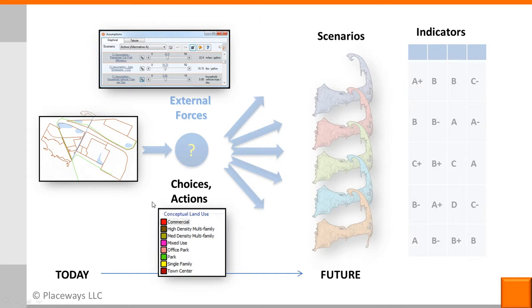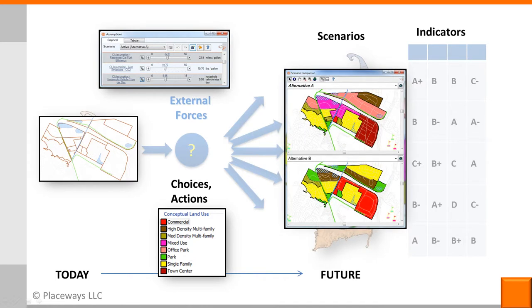Choices and actions, again, can be modeled in a number of different ways in CommunityViz. The most classic or common way is to paint or sketch future land use maps and different alternatives. How do we look at scenarios? Well, many visual ways. We look at them on the map. We may look at them in 3D. We look at them in tables and charts. Here's the scenario comparison window in CommunityViz.